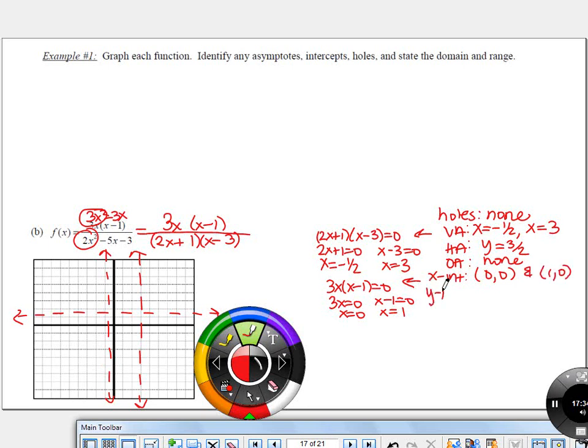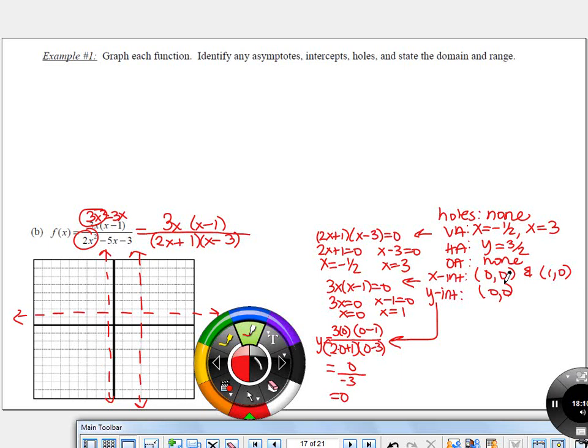For my y-intercepts, I'm going to plug 0 in for x. And when I do that, let's see what this looks like. I have 3 times 0, 0 minus 1, 2 times 0 plus 1, and 0 minus 3. And so here I'm getting 0 in the numerator, and negative 3 in the denominator, which is just 0. So my y-intercept is at 0, 0. Shouldn't be too surprising based on our x-intercepts.